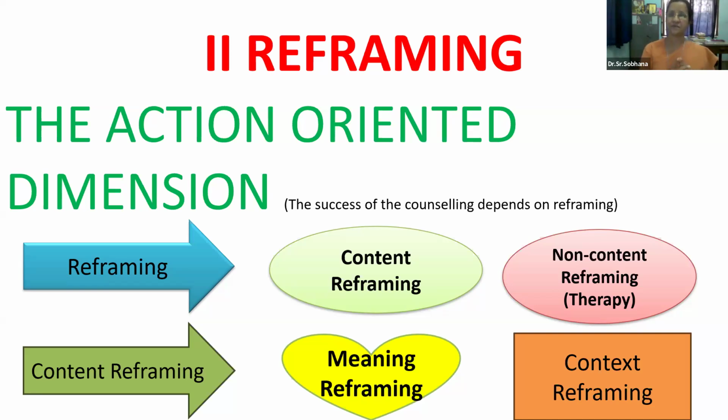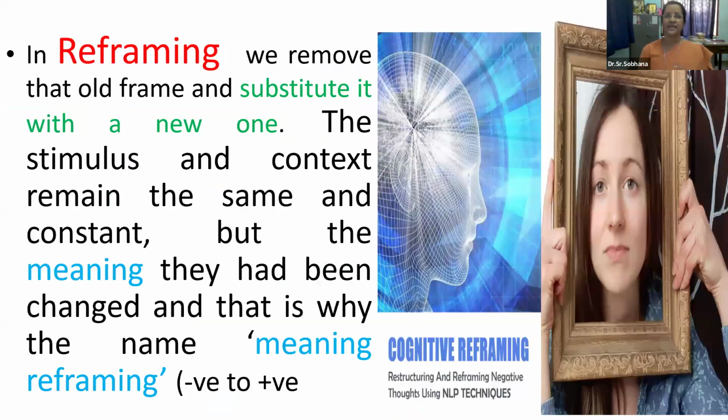When we talk about content reframing, we need to think in two different concepts: one is the meaning and the next is the context. We are going to reframe the meaning. Maybe the client has come to us with emotional or behavioral problems, and is not able to bring himself to a state of clarity. So we are going to change the meaning of the client's story, or else do a context reframing. So let's see what reframing is. In reframing, we remove the old frame and substitute it with a new one. I hope you understand. The stimulus and context remain the same and constant, but the meaning has been changed, and that is why it is named meaning reframing.